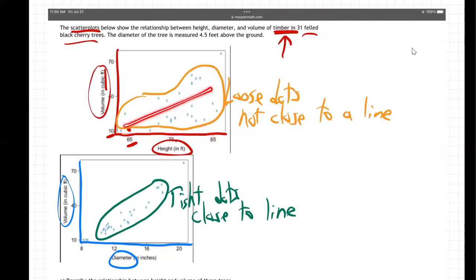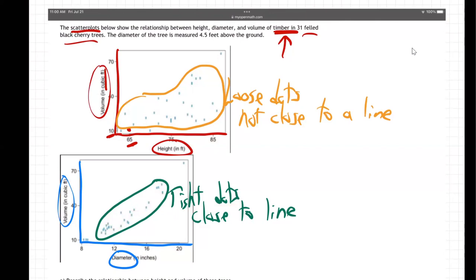It's not very predictable. You can have some trees like this one that's really tall, but look, his lumber's pretty low, right? And this one right here, he's not all that tall, but his lumber's really high. Whereas for the diameter, that's a better predictor. See, they're tight dots. So it's all about the R value.